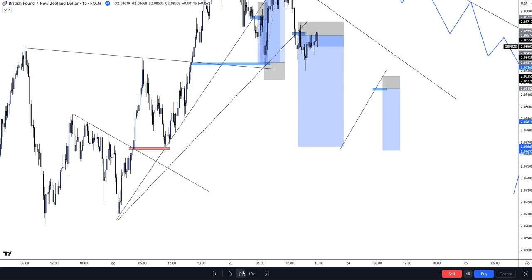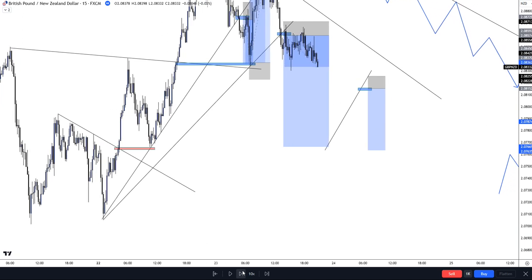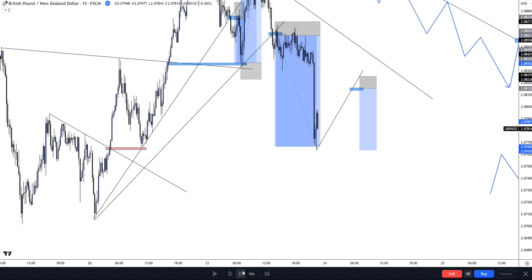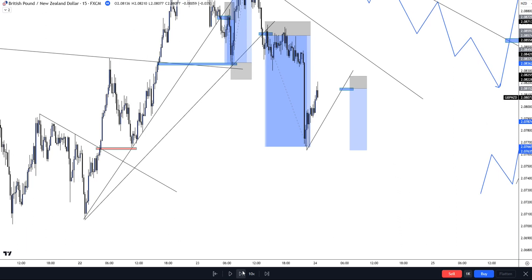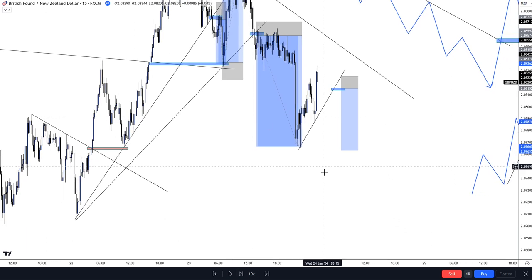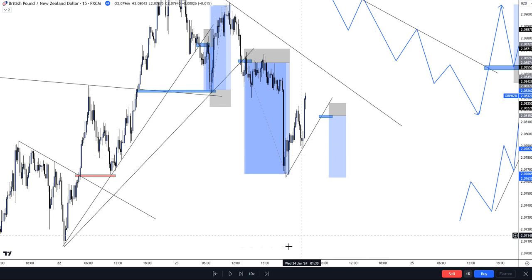Okay, so this is basically just proof of concept for you guys, simply just waiting for that. And then as you can see, price then creates a new trend line. A trend line is created by two touches, or I say, well, it's two minimum, because obviously you can't make a trend line out of one touch.